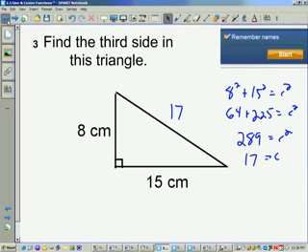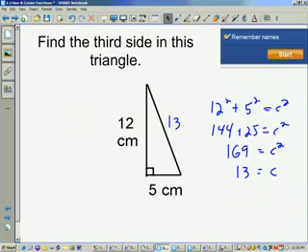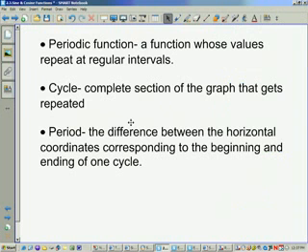All right, now if we look at these three triangles, they're three triangles that pop up quite a bit, so hopefully everybody can memorize the 3, 4, 5 triangle, the 5, 12, 13, and the 8, 15, 17. Or you can just use the Pythagorean theorem each time.